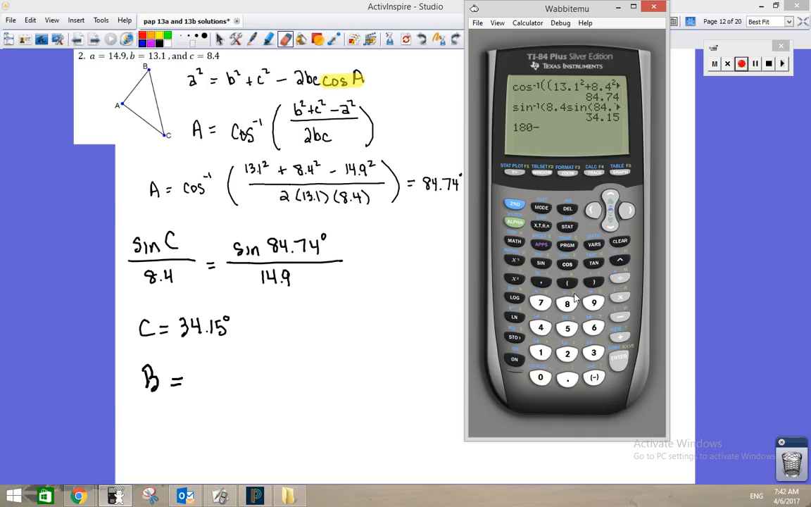180 minus the sum of my two angle measures, 84.74 and 34.15, is 61.11.